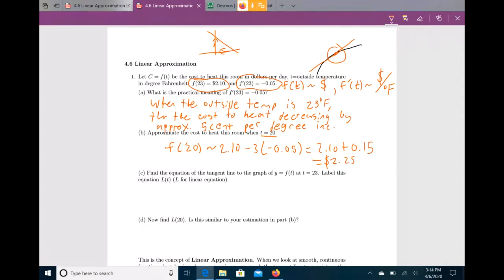All right. So you could get this by computing the tangent line to the curve at 23 as well. Okay. So now we want to find the equation of the tangent line, and it's basically doing the exact same calculation as we just did. All right. So to find the equation of a line, you need two things. You need a slope and a point. All right, so what would be the slope of the tangent line to the graph of f at 23?